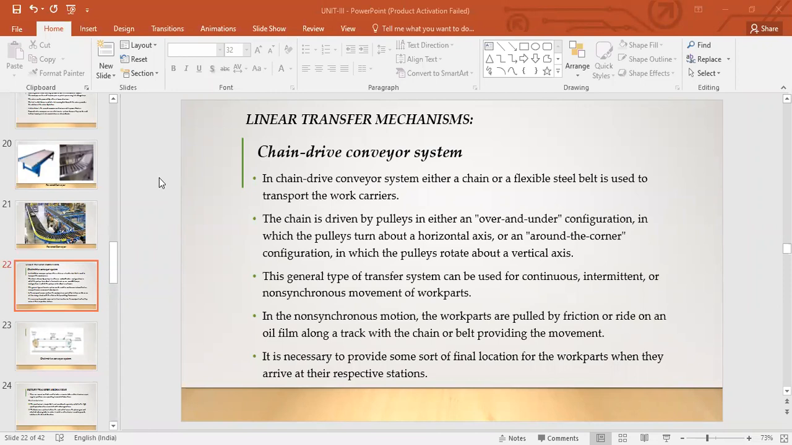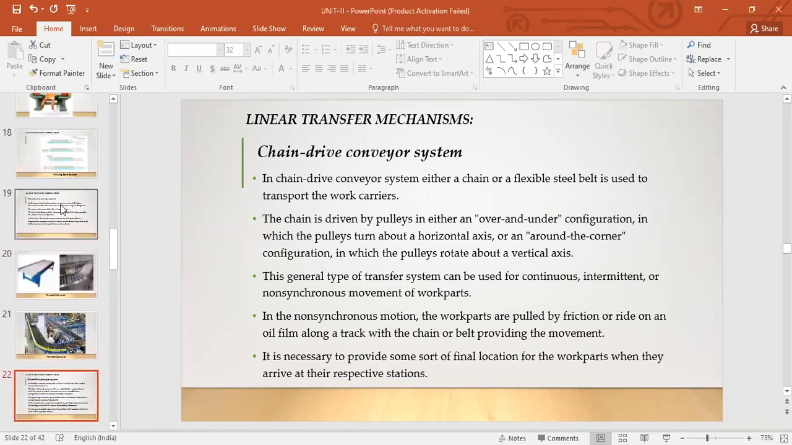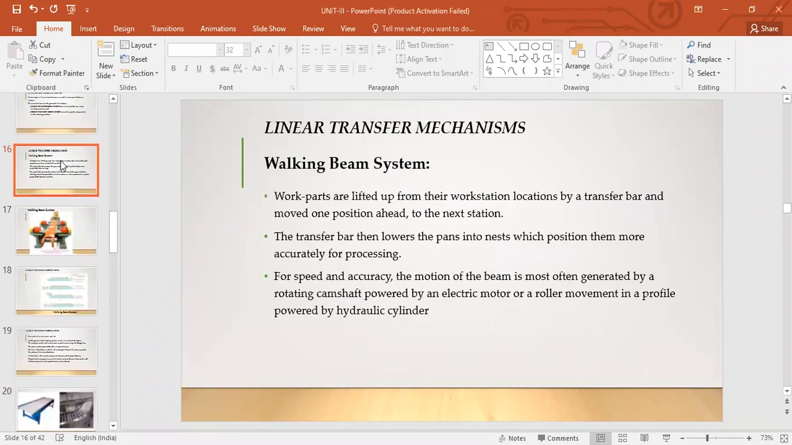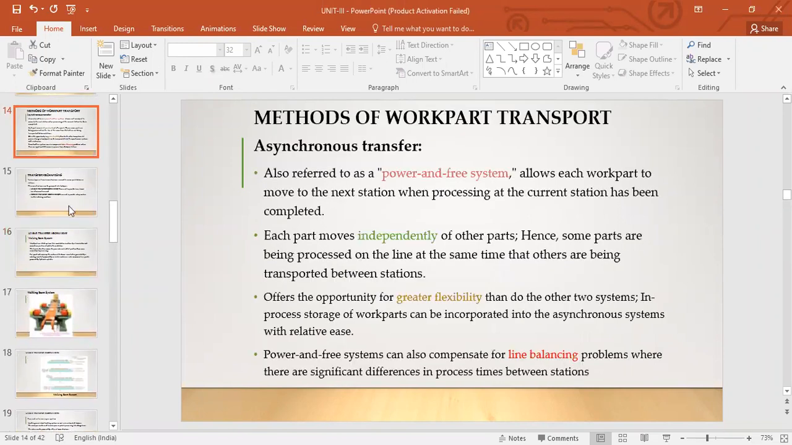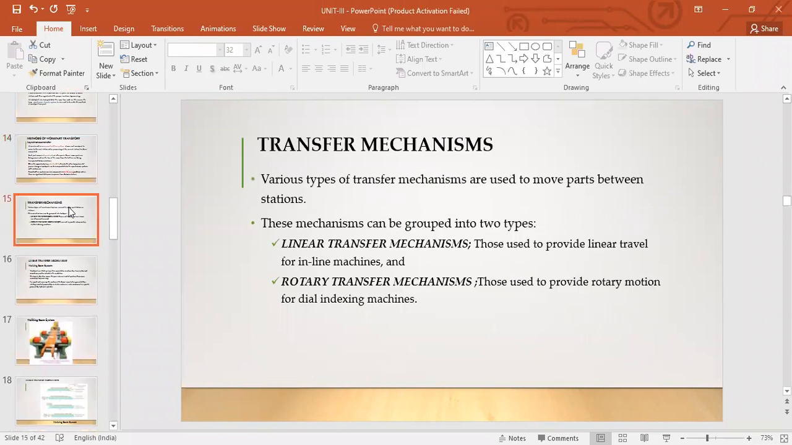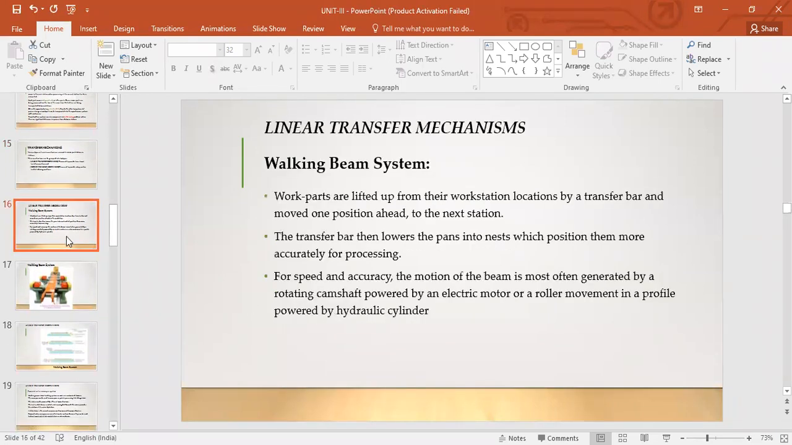So in the last class, we were looking at the transfer mechanisms, right? We had started with what the transfer mechanisms are. Basically, two categories we can make: linear transfer and rotary transfer. As the name suggests, linear transfer is used for linearly transferring the work parts or assemblies, sub-assemblies, etc. And rotary transfer, as the name suggests, is in a rotation fashion, circular fashion. So we had seen the walking beam system, right?